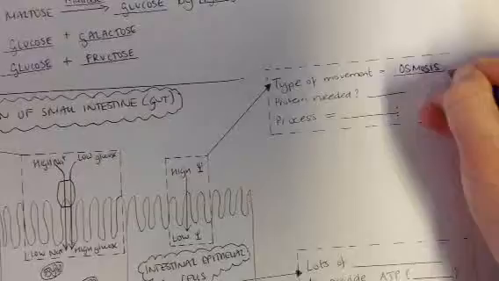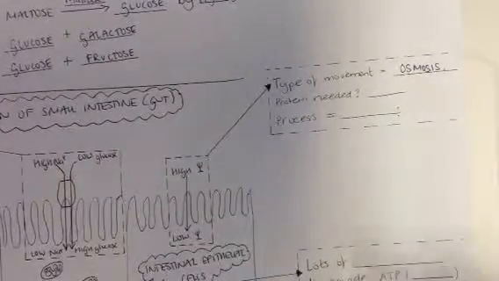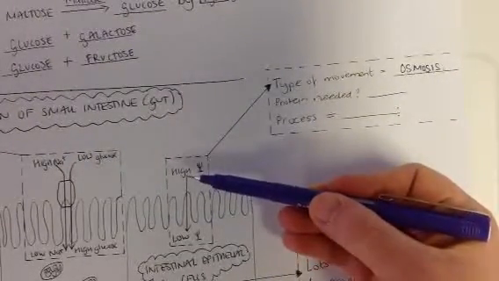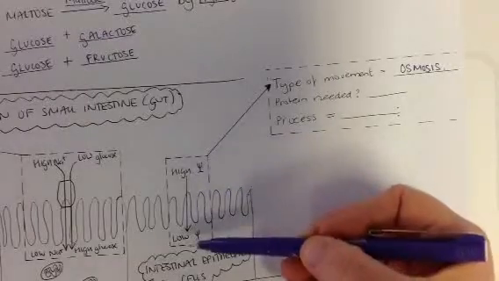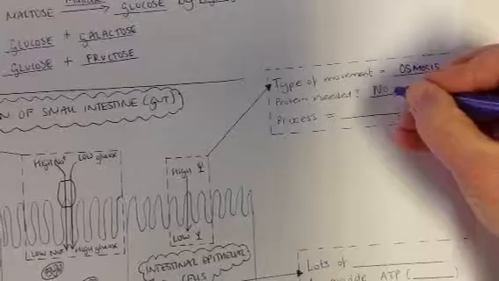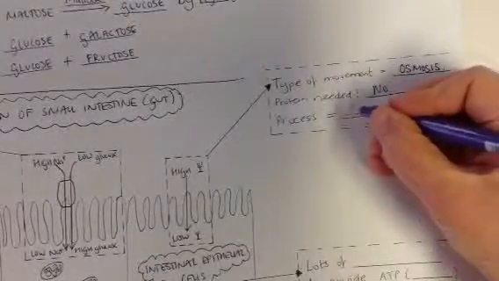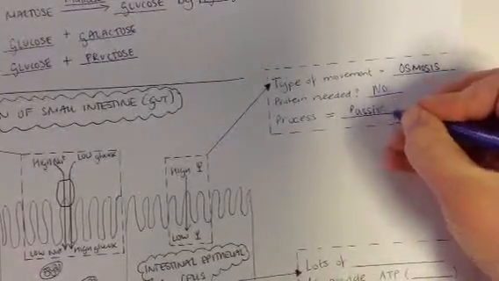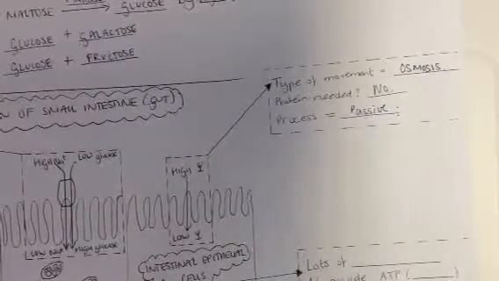So the type of movement is osmosis. It very much is moving down a concentration gradient from high to low. It doesn't need a special protein at all, and it's a completely passive process. There is no energy spent on this process at all.